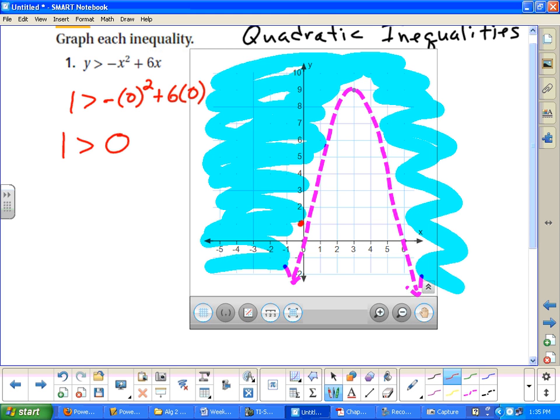So you can use your calculator to graph it. Okay? To make sure you have an accurate graph, if it's just less than or greater than, make it a dotted line. If it's less than or equal to or greater than or equal to, you use a solid line.